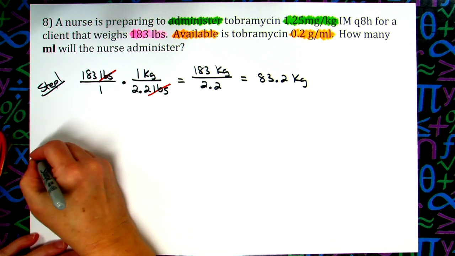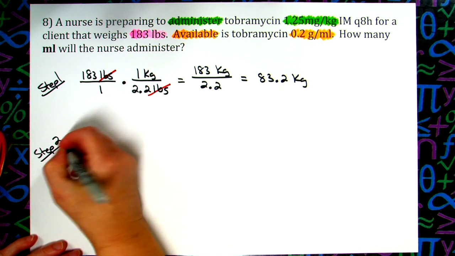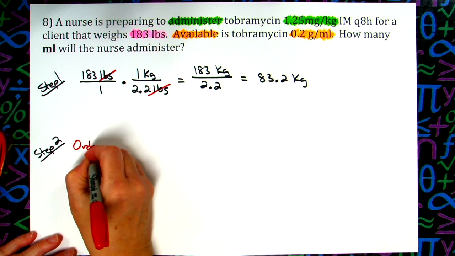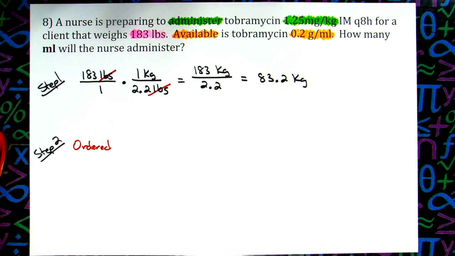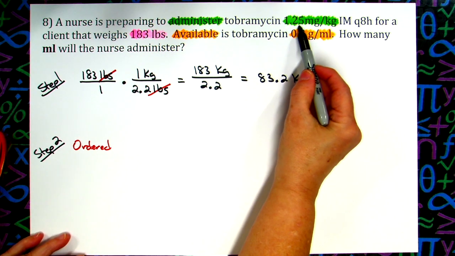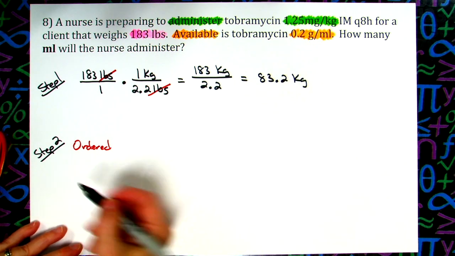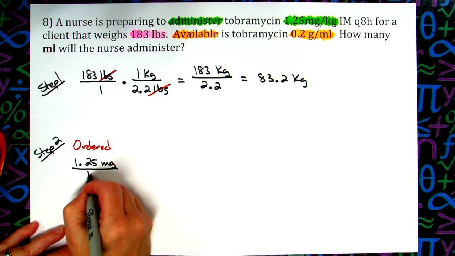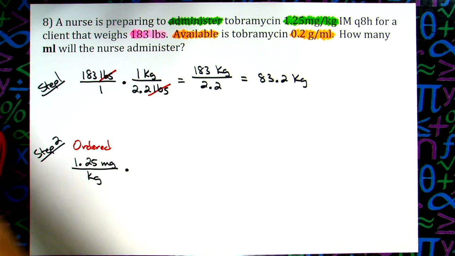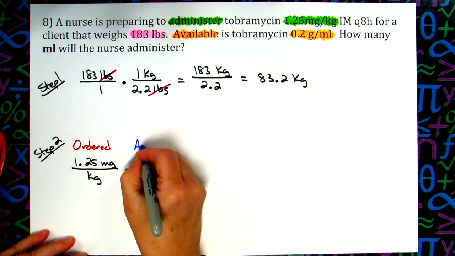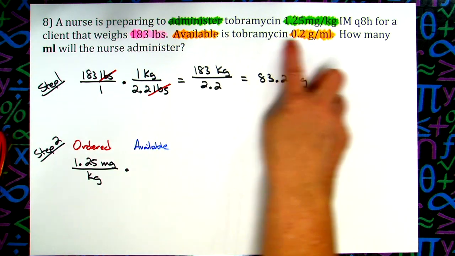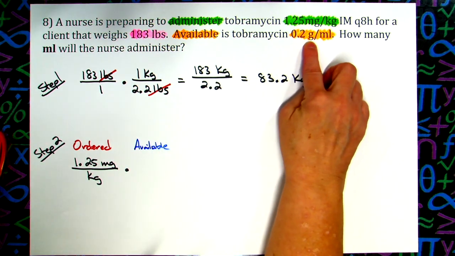Now we're going to do our unit analysis, and we're going to start, like we have many, many times. Let's take what is ordered and multiply by what's available, because that's always a good place to start. What was ordered was the 1.25 milligrams per kilogram. All right, going to multiply that by what is available. Up here in the story problem, what's available? The 0.2 grams per milliliter.